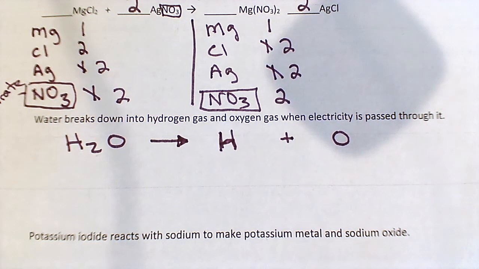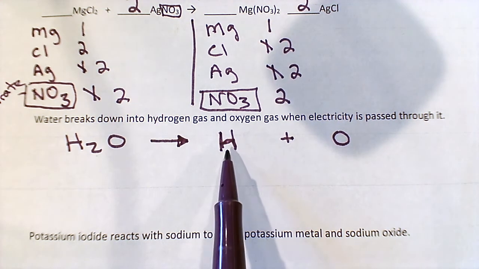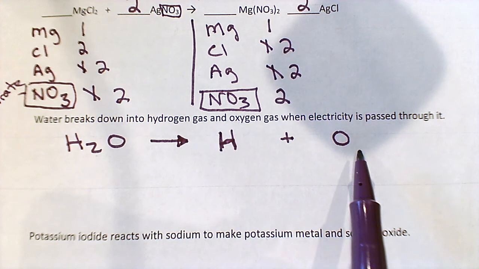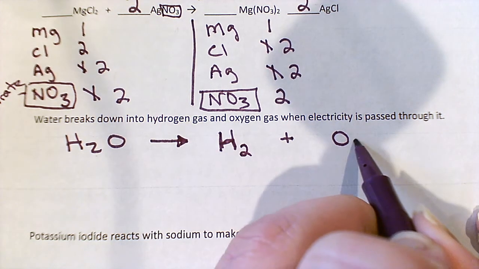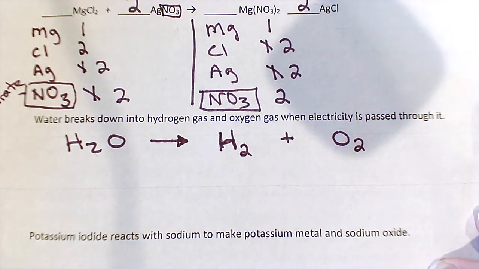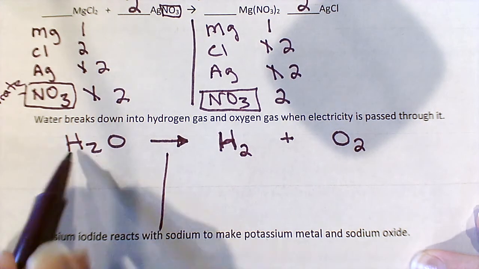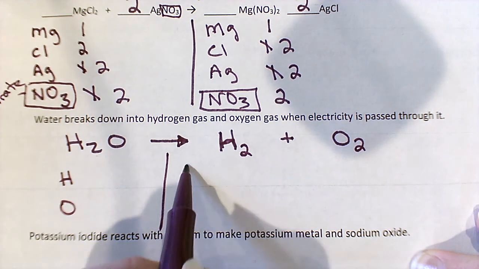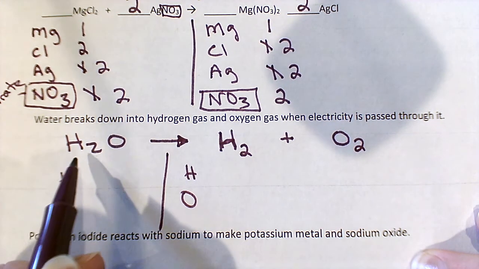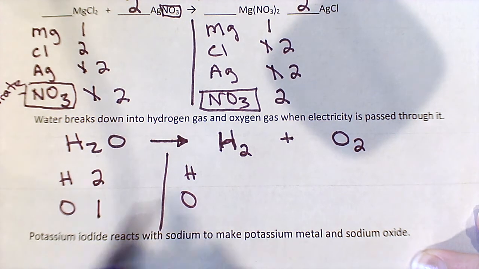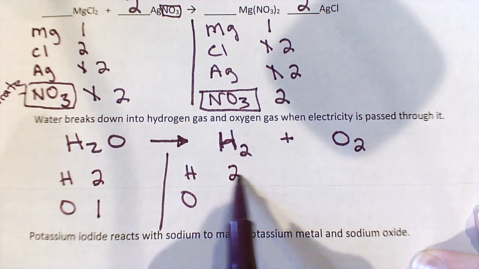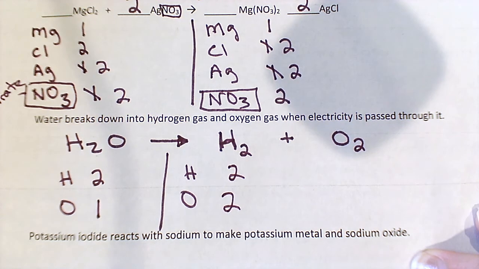Okay, from the last chapter we learned hydrogen's never alone like this and oxygen's never alone like this. They're always diatomic, so it'd be H2 and O2. Alright, so there we go, we're ready. So we have only 2 elements to keep track of on this one. On the reactant side, looks like I have 2 hydrogens, 1 oxygen. On the product side, I have 2 hydrogens, 2 oxygens.